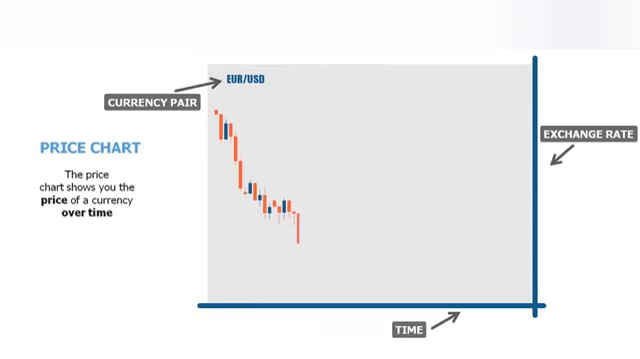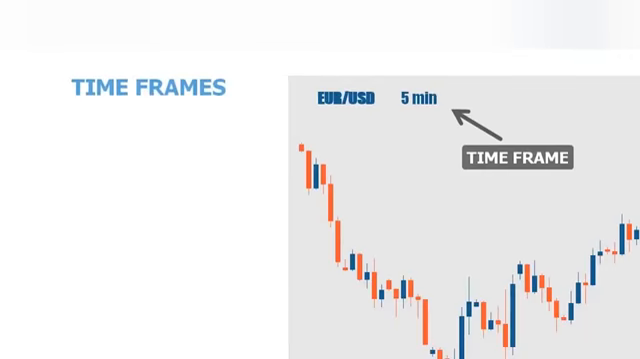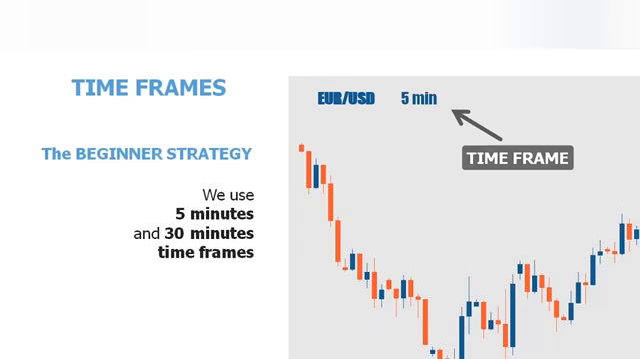The chart type we use is called a Japanese candlestick chart. It is made up of shapes that look like candlesticks. Each candlestick shows the price developed over a period of time. We refer to this as a time frame. A 5-minute time frame therefore means that each candlestick shows the price development over 5 minutes. In the beginner strategy, we use the 5-minute and 30-minute time frames.